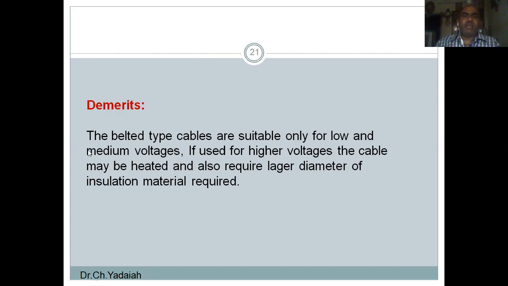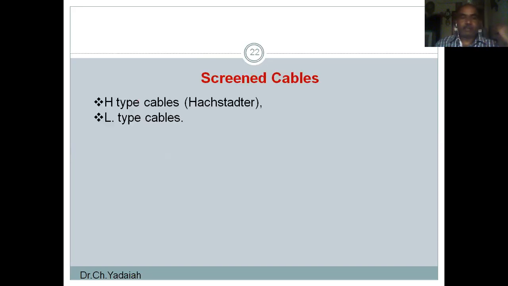If the voltage increases, what will happen? Instead of radial stresses, the stress is along the conductor, and then it is possible that the insulation is punctured. Next, the screened cables are further classified into two types. One is the H-type cable. H refers to one of the scientists who invented the cable, Hochstadter.